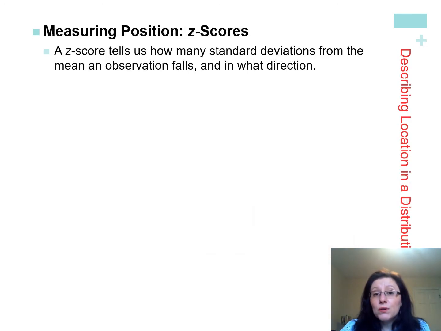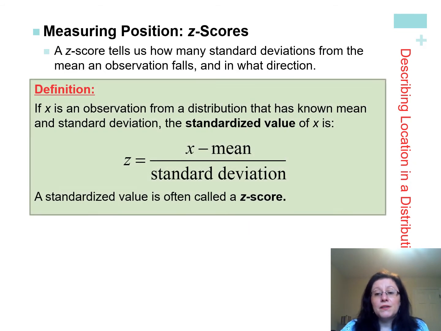Now we can also measure a position using something called a z-score. And a z-score has a very specific formula. It's called a standardized value. And what you are doing is just finding out how many standard deviations from the mean the observation of interest is, right? That's what z is. How many standard deviations above or below the mean is the observation you're interested in. So you have to take your value you're interested in minus the mean of the distribution divided by standard deviation. And that makes what we call a z-score.